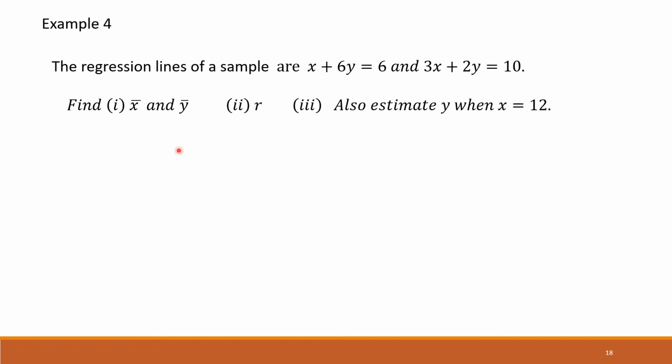In the same way, the regression lines of a sample are x plus 6y equal to 6 and 3x plus 2y equal to 10. Find x bar and y bar, find r, the coefficient of correlation, and also estimate y when x is equal to 12. Now we have to estimate y, which means we have to calculate y when x is equal to 12.